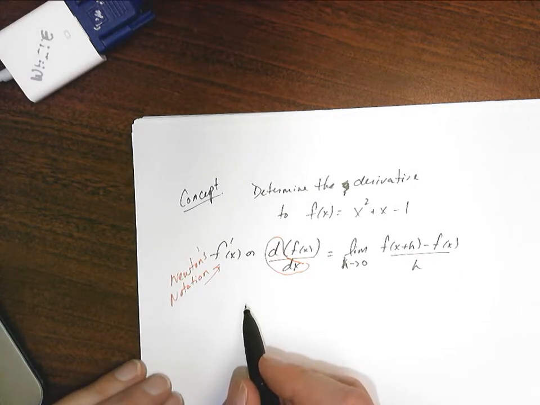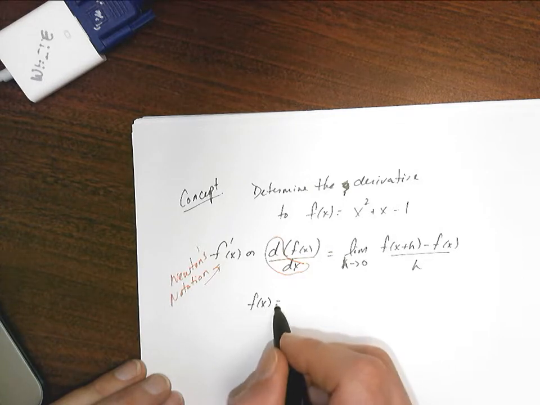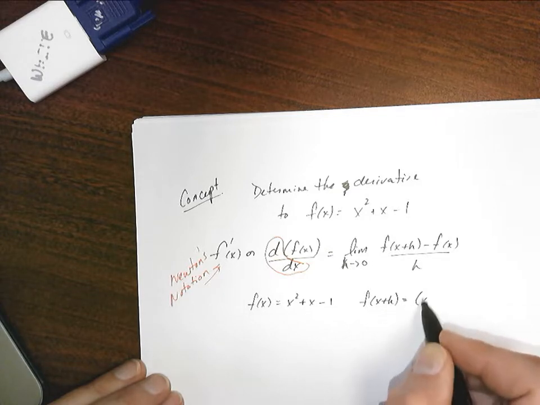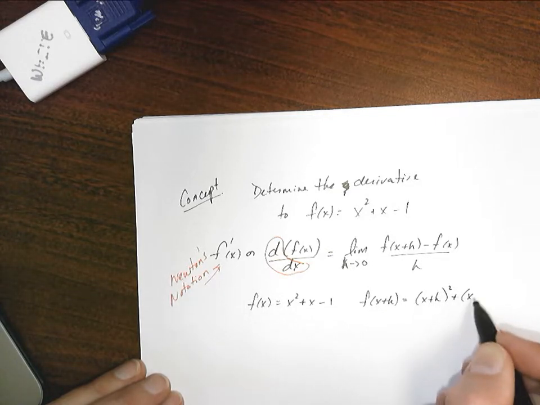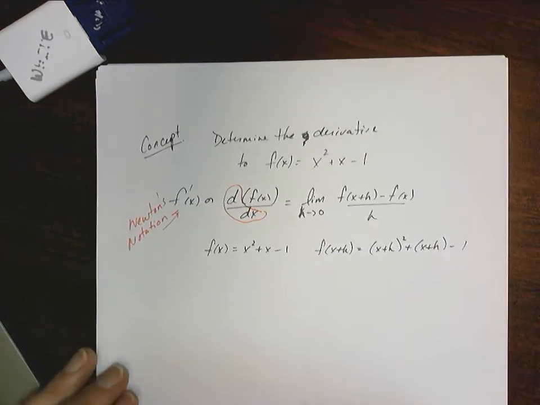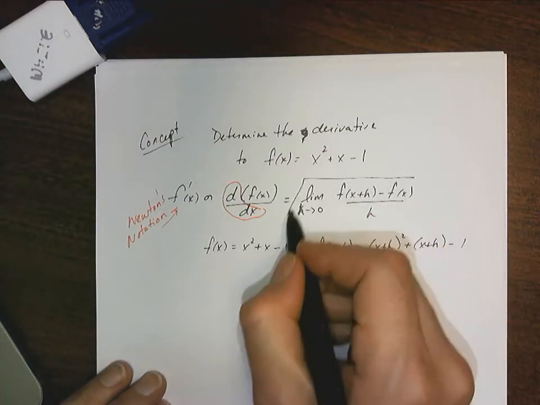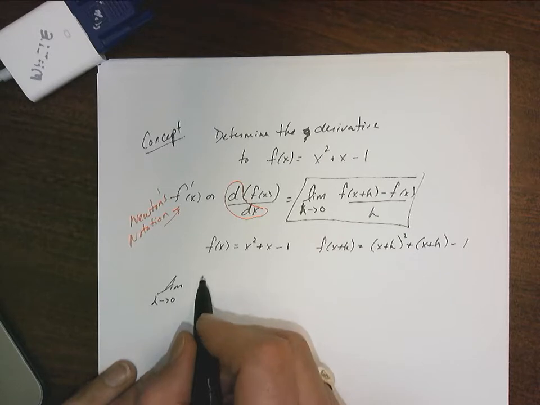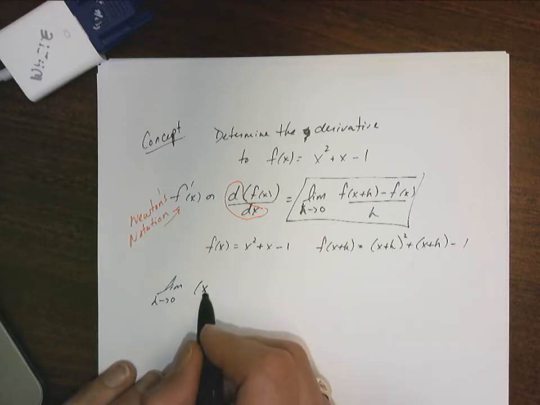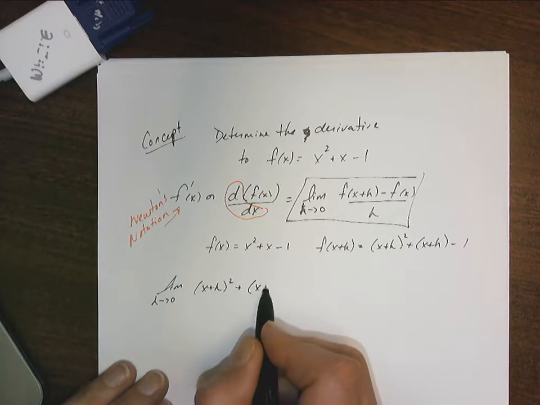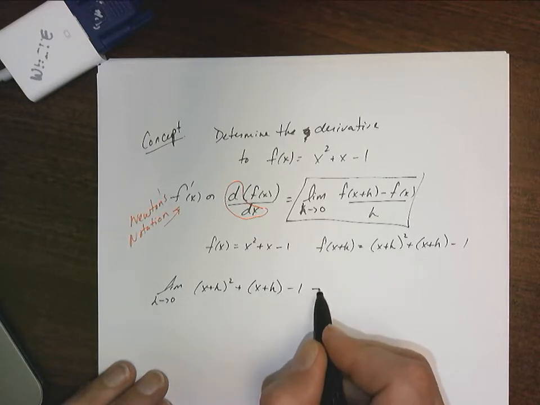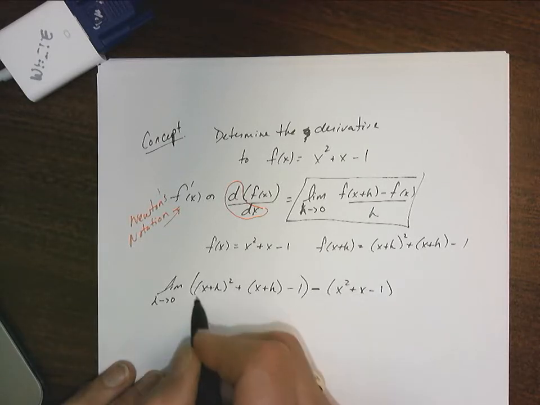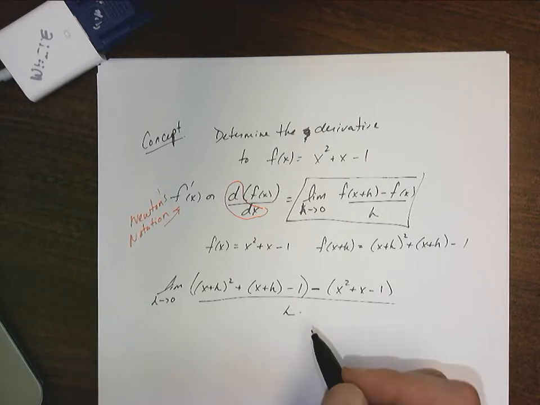Okay, so what have we got here? f of x in this particular question, I said, was x squared plus x minus 1. f of x plus h, therefore, will be (x plus h) squared plus (x plus h) minus 1. So, looking at that, if I'm going to plug it into this, it's going to be the limit as h approaches 0 of f of x plus h, so it's going to be (x plus h) squared plus (x plus h) minus 1, subtract f of x, so it's x squared plus x minus 1. Brackets are your friends, use them, over top of h.